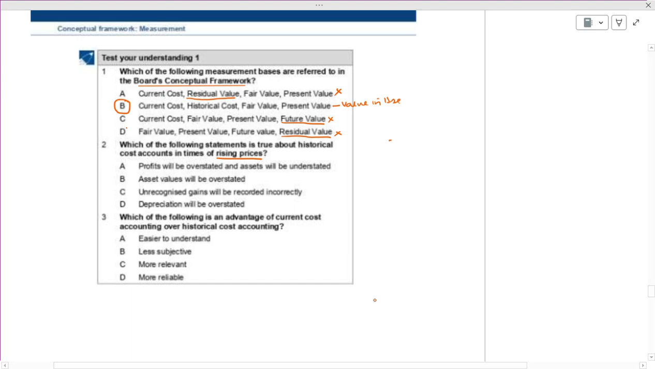Keep it in mind. You are taking 2021, you are taking 2022, you are taking 2023. Is it right? Prices are rising. Profits will be overstated and assets will be understated. Is it right? Profits will be overstated and assets will be understated. Asset value will be overstated. Unrecognized gain will be recorded incorrectly. Depreciation will be overstated.